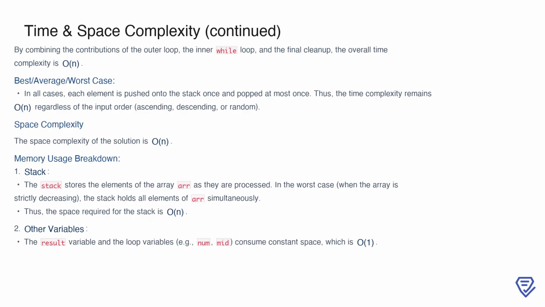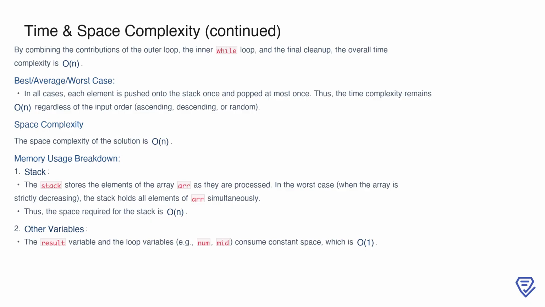What's important to note is that this linear time complexity holds true across all cases, whether the input array is sorted in ascending order, descending order, or is in a random order. This is because each element is always pushed onto the stack once and popped at most once, regardless of the order of the array. Moving on to space complexity, the algorithm's space usage is also O(n).